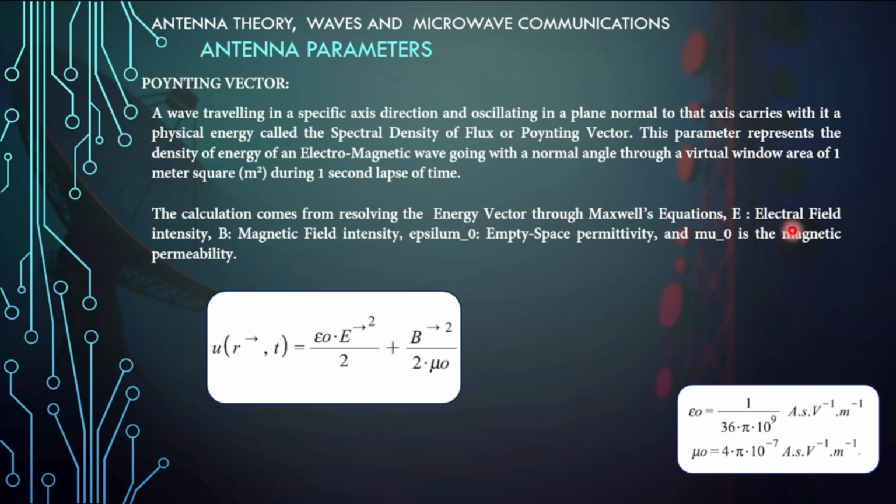So you have E, the electrical field intensity; epsilon 0, the empty space permittivity; B, the intensity of the magnetic field; mu 0, the permeability; and Π_RT, the power vector, that is the Poynting vector, which is the physical energy density called the spectral density of flux. In other words, that's the density of flux, to put it in smaller terms. But let's go to the main equation that we came up with. And by the way, here we have the values for epsilon 0 and mu 0.